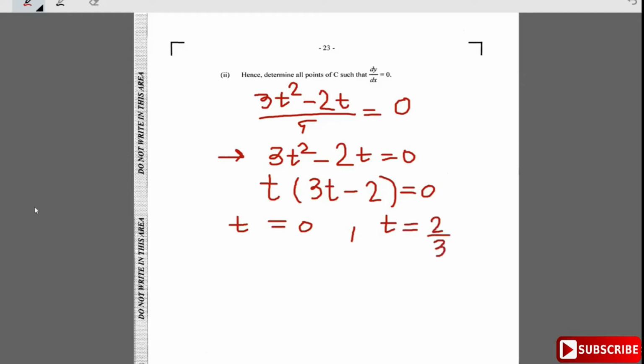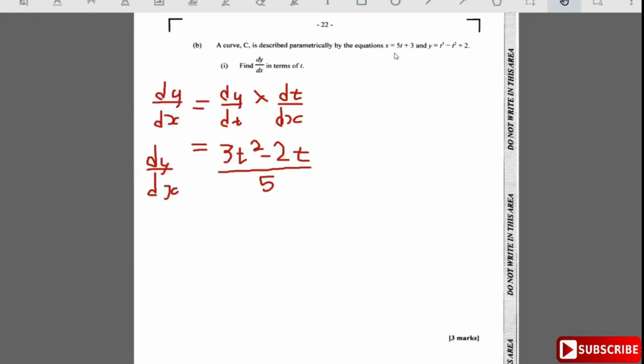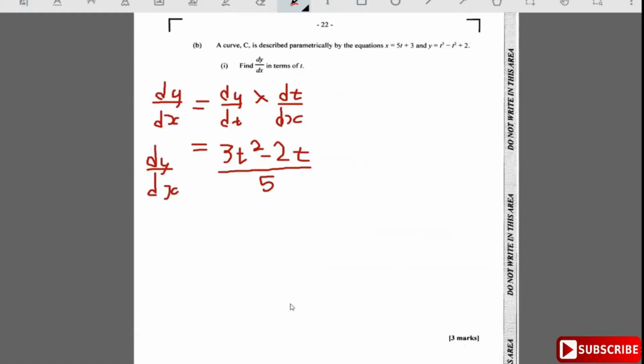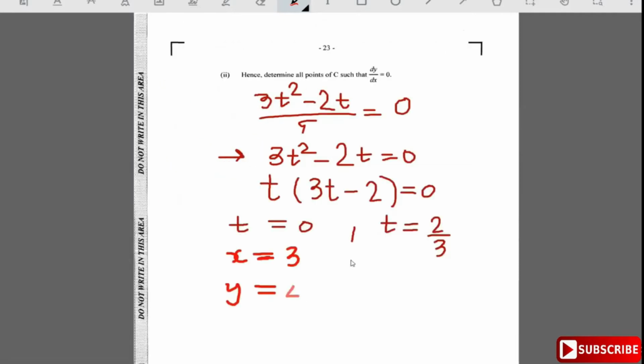If t is equal to 0, this is x, so you can plug in 0. When t is 0, x is 0 plus 3, which is 3. So that means when t is 0, x is 3. And then when t is 0, find the value for y. Let's go back here. When t is 0, y is 2. Y equal 2.